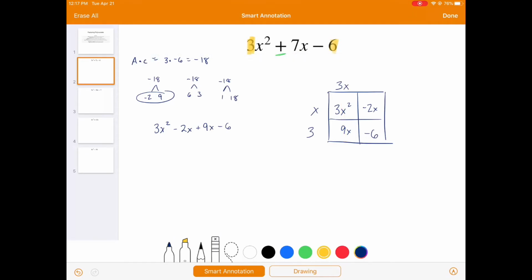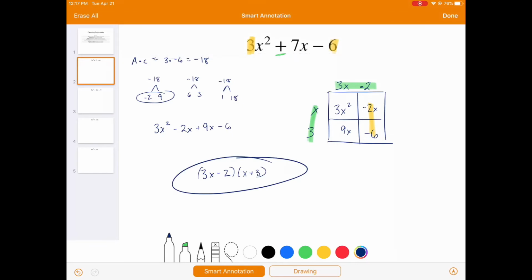And then lastly, I have my final column. So 2 and 6 are both divisible by 2. They both have an x, so I can't take out a variable, and they're both negative, so I can take out -2. So my factored polynomial is 3x minus 2, because that's what's on the top, and x plus 3. And then I have my answer.